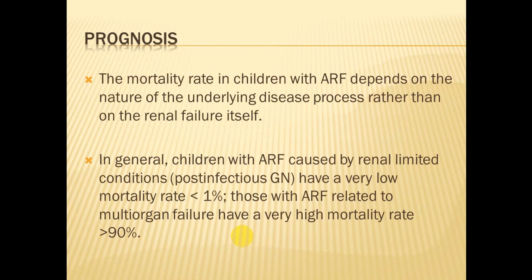What about the prognosis of acute renal failure? It depends on the nature of the underlying disease, which is very important, rather than the renal failure itself. In general, children with acute renal failure caused by a renal-limited condition like post-infectious disease have a very low mortality, less than 1%. With acute renal failure related to multi-organ failure, there is high mortality, approaching 90%.